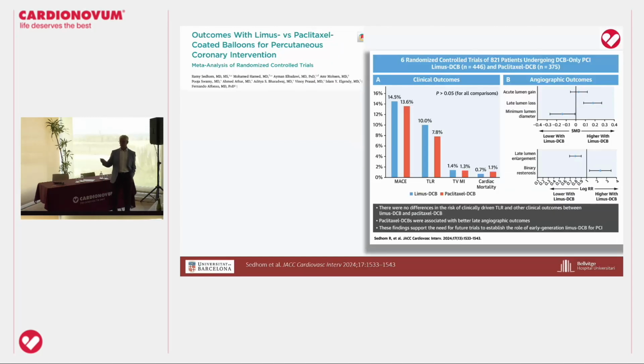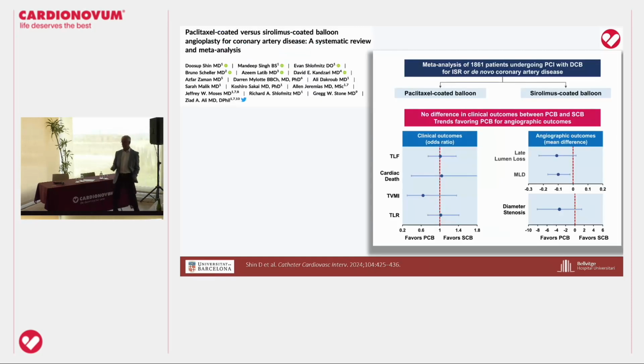There are several meta-analyses. In general, the effect is the same. From the clinical point of view, there are no differences between the two types of drugs, but probably there are studies with a small number of patients, and in general, the angiographic results are better for paclitaxel. From the clinical point of view, there is no difference between paclitaxel and sirolimus, and from the angiographic point of view, the results favor paclitaxel over sirolimus.